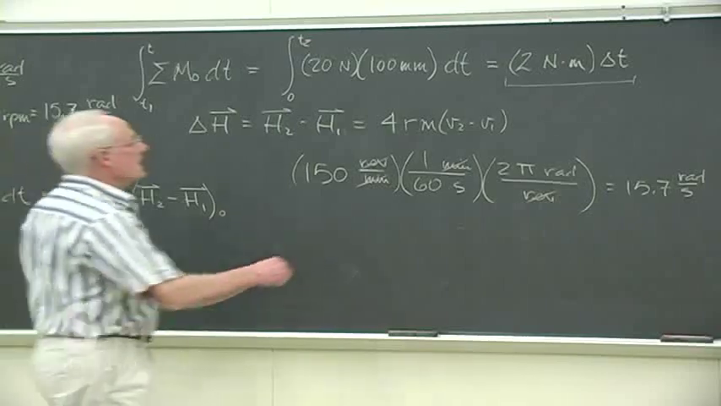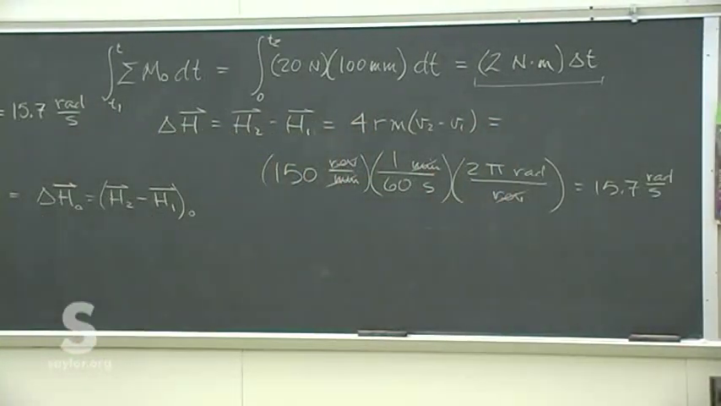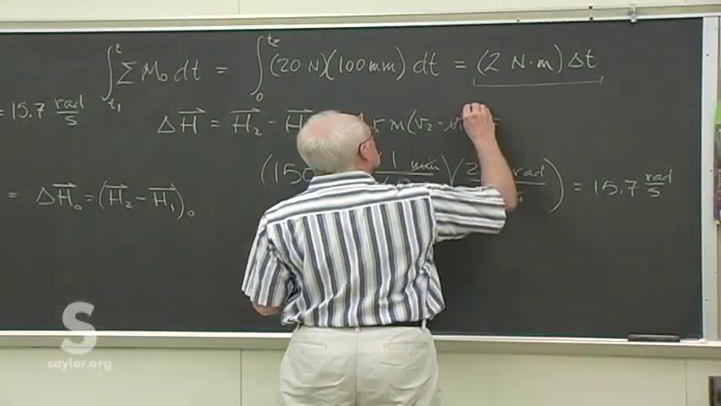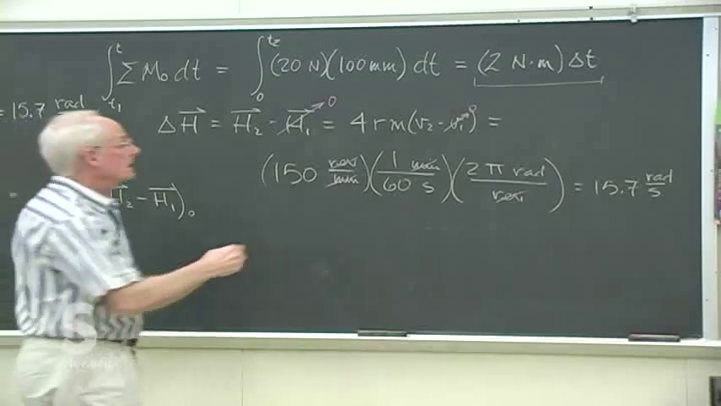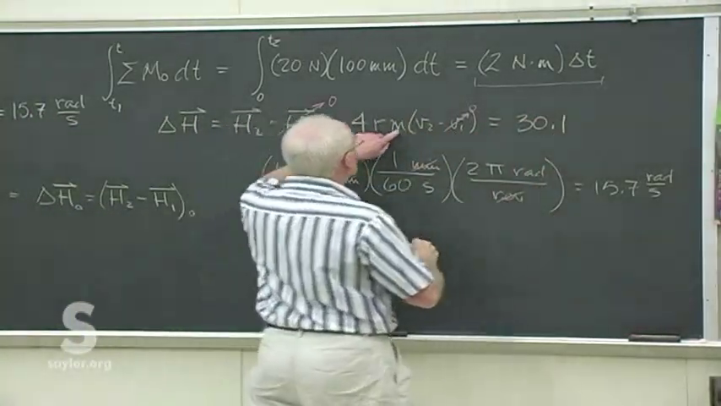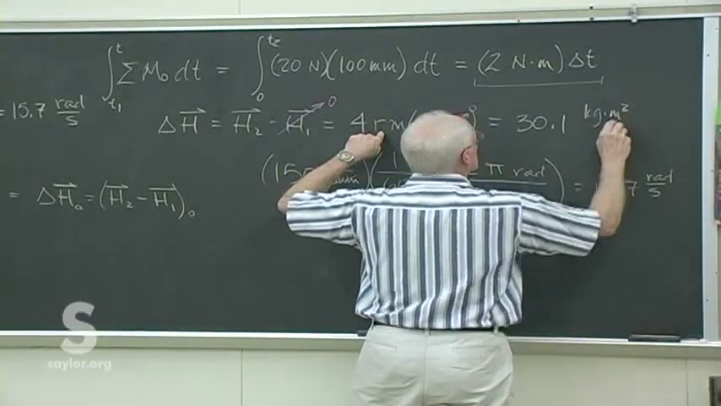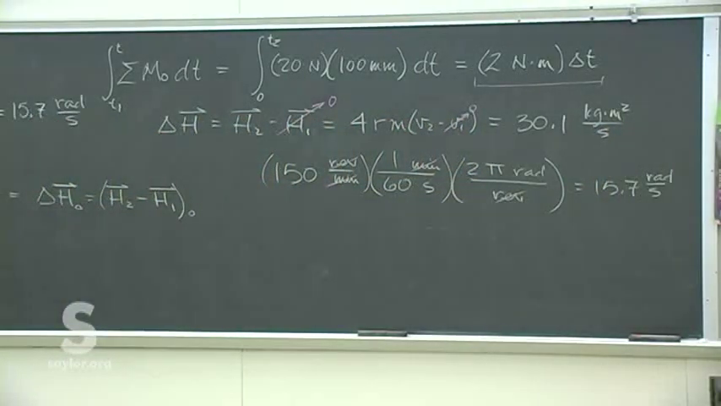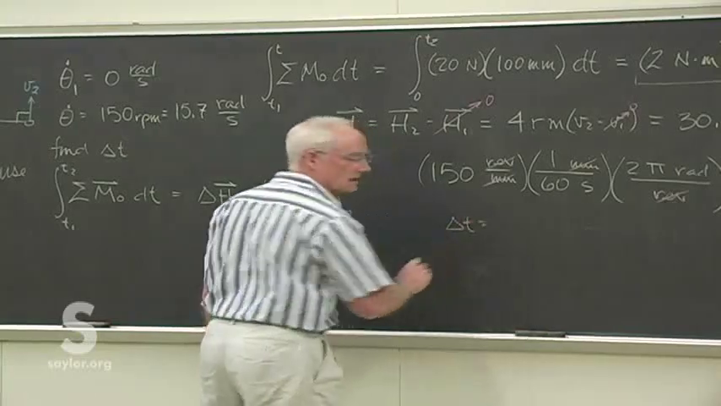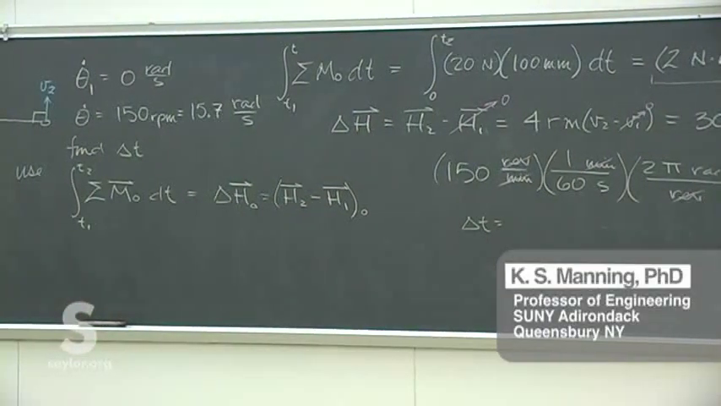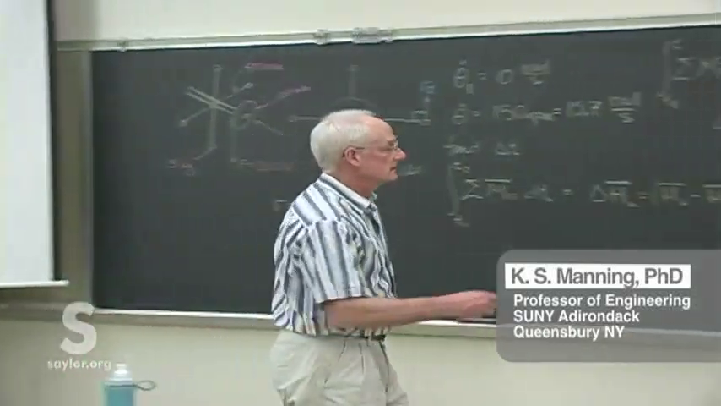So that gives a total change in momentum. Does anybody have that number? I don't even know if I have it. Yeah, well, it starts with all we need is H2 because H1 is zero. Because V1 is zero. And I've got 30.1 kilogram meters squared per second, which is a newton meter second. And then all you have to do is solve for delta T, and you get 15.1 seconds. Sounds right.